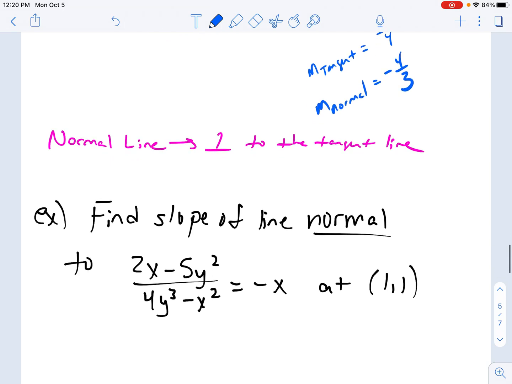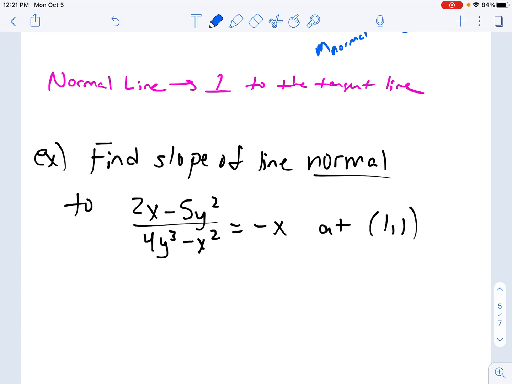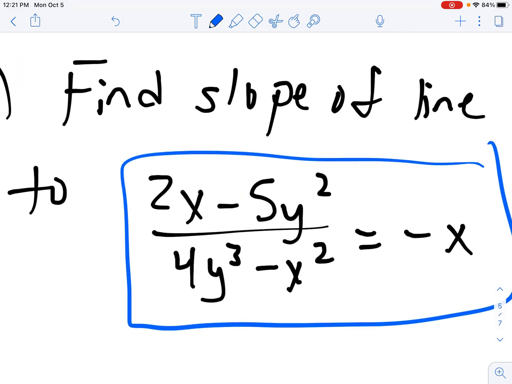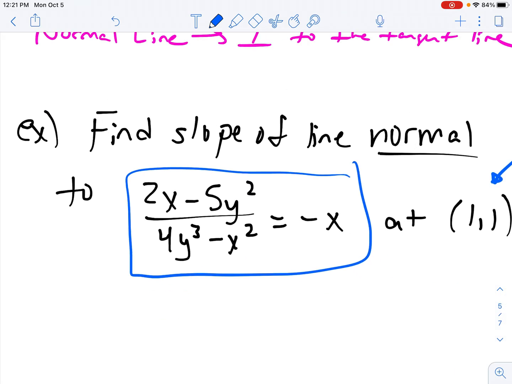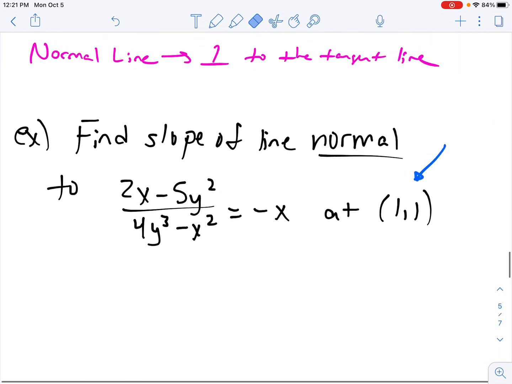Okay? So in this next example, find the slope of the line normal to (2x minus 5y squared) over (4y cubed minus x squared) equals negative x at the point (1, 1). Nice, we have that coordinate to work with. That should make the arithmetic fairly simple. What's not so nice is that we've got y's buried, which is implicit, and it looks like we have a quotient here.